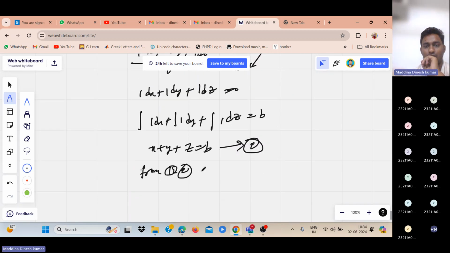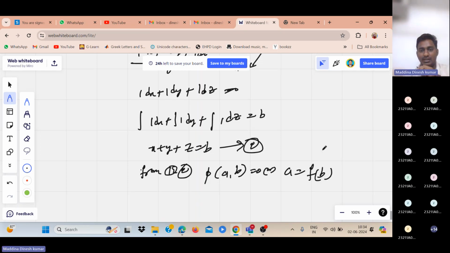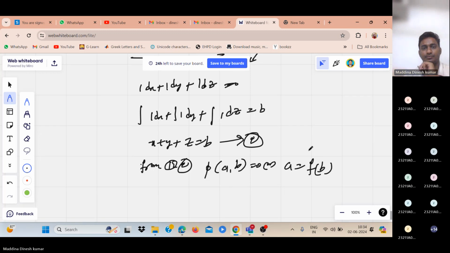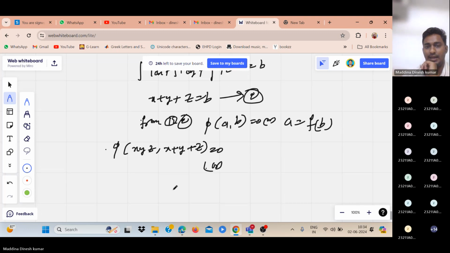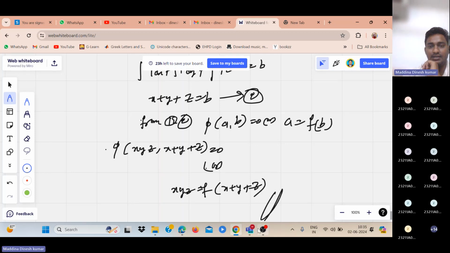Okay. So you can write it as phi of A comma B equal to 0 or A equal to F of B. Both are correct. If you write like this, both are correct only. So phi of XYZ comma X plus Y plus Z equal to 0, or XYZ equal to F of B, meaning X plus Y plus Z. That's it.